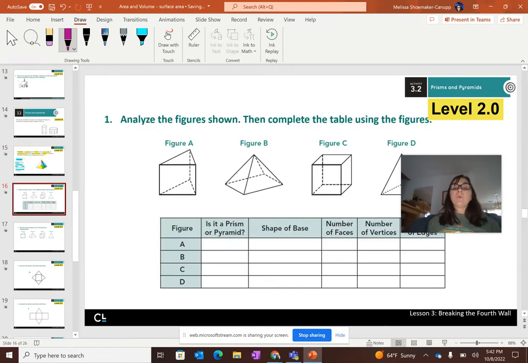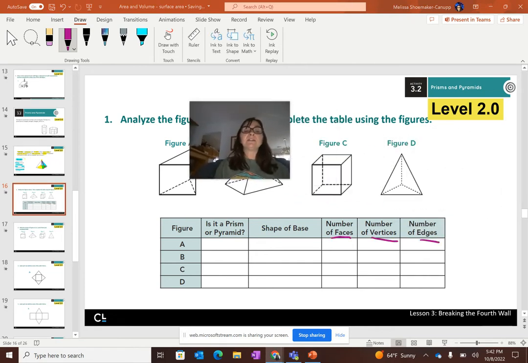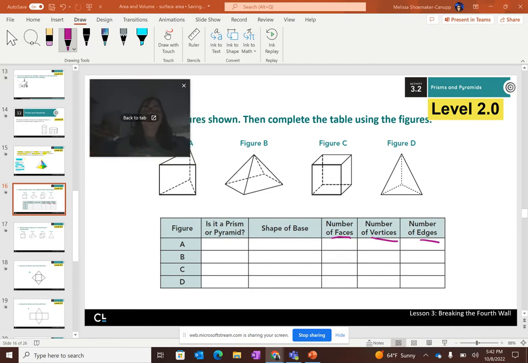Okay, some more vocabulary that we're going to work with is the number of faces, vertices, and edges. And we kind of talked about this the other day. So I'm going to do A, and I want to show you how this works, and then you can finish it and just raise your hand and have me check you. Is it a prism or a pyramid?